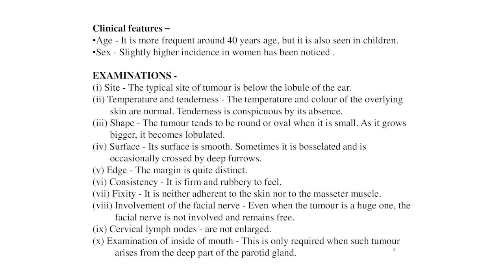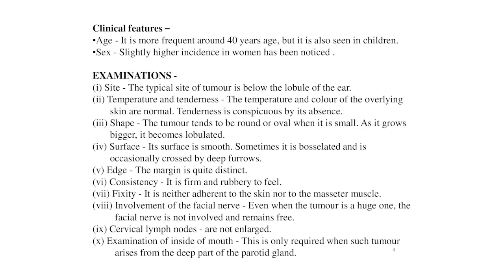Examination: first is the site. The typical site of the tumor is below the lobule of the ear. The tumor gradually takes the position of the inferior part of the parotid gland, just posterior and superior to the angle of the mandible. Temperature and tenderness: the temperature and the color of the overlying skin are normal. Tenderness is conspicuous by its absence. Shape: the tumor tends to be round or oval when it is small.